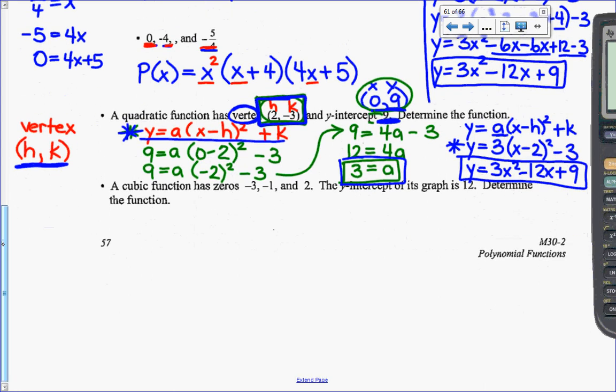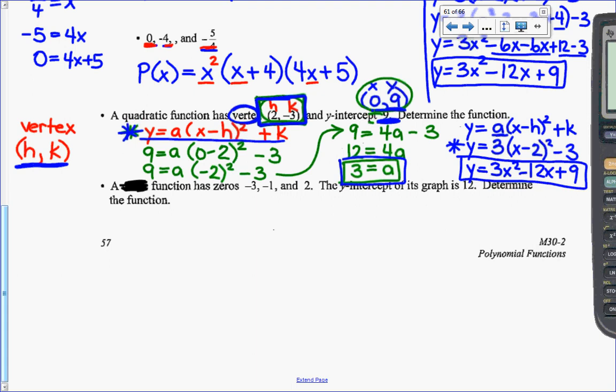All right, next one says a cubic function. Now this is a typo, so could you just scratch out the word cubic here? Because that should not be there. A function has zeros negative 3, negative 1, and 2. The y-intercept of this graph is 12.